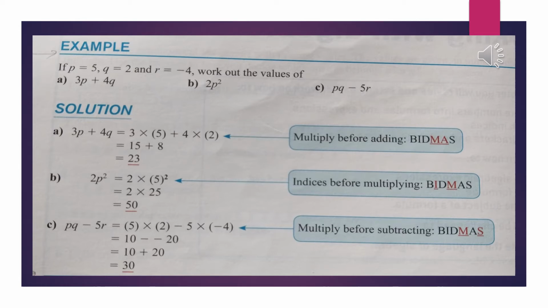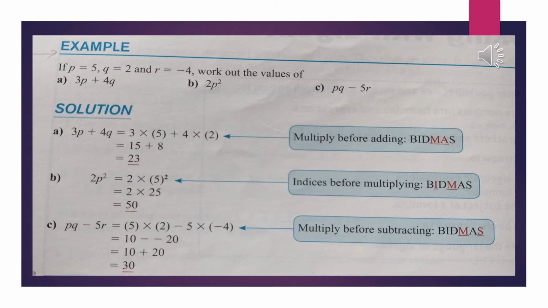Then solution for A: 3p plus 4q, 3 multiplied by 5. I put that as the bracket 5 plus 4 into bracket 2. The final answer is 15 plus 8, 23. That is multiply before adding. That is the BIDMAS rule.